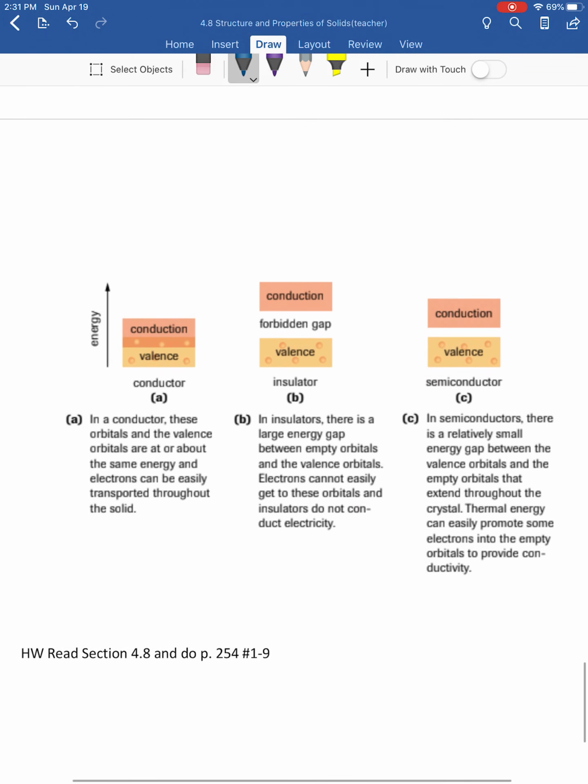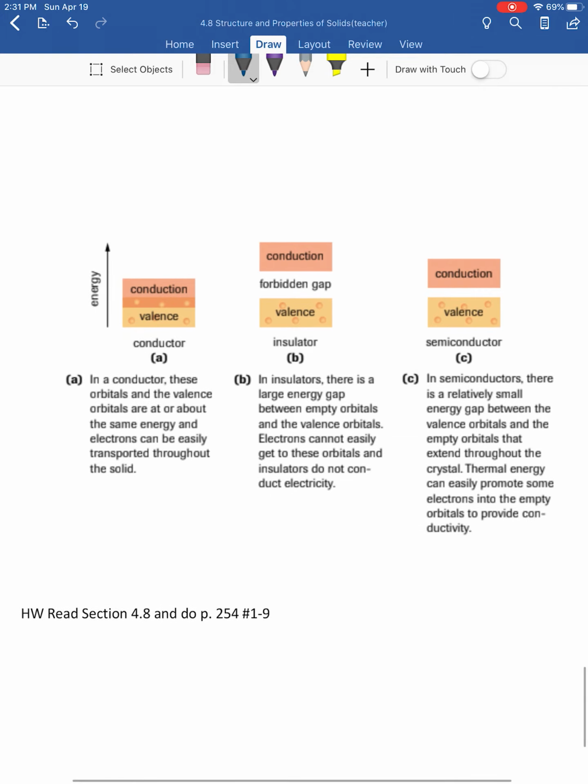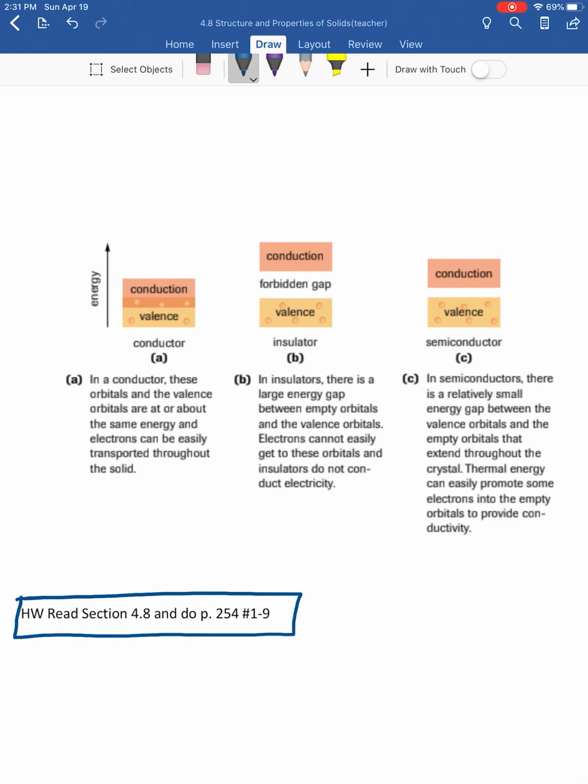So lastly, you can take a look at this particular figure and read through it, and I will highlight this homework section.